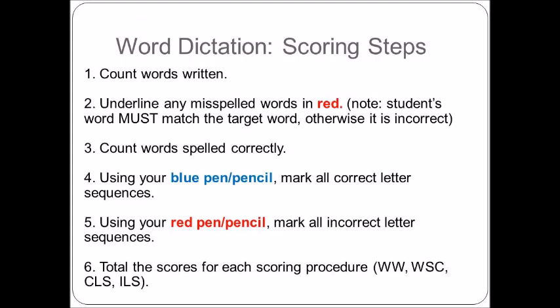We're going to follow these general steps when scoring word dictation probes. First, count all the words written. Next, underline any misspelled words in red. Then we go back and count all the words spelled correctly. Then, with your blue pen or pencil, mark all the correct letter sequences, followed by marking all the incorrect letter sequences with your red pen or pencil. Then we total all the scores for each scoring procedure.